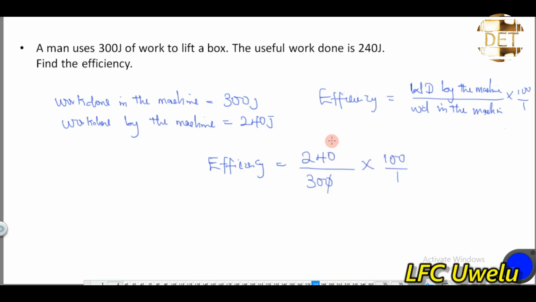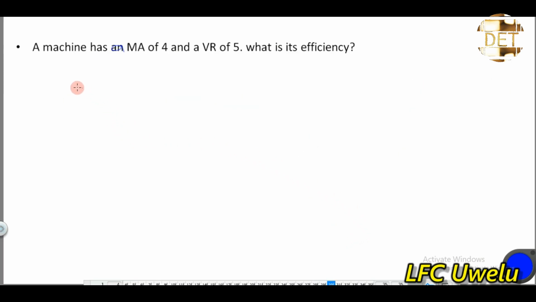Right? So this 0 will cancel out this 0. This 0 will cancel out this 0. 3 here is 1. 3 into 24 is 8. So 8 times 10 is equal to 80. So the efficiency is equal to 80%. Right? Efficiency of the machine is equal to 80%.